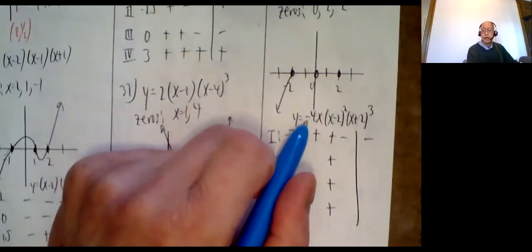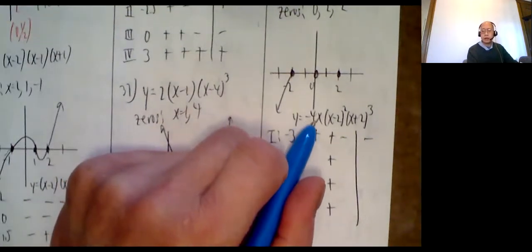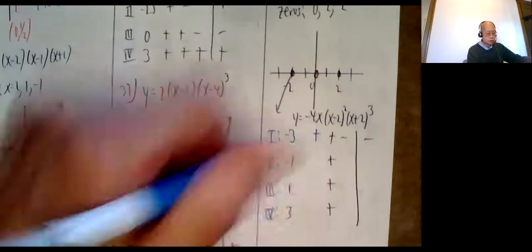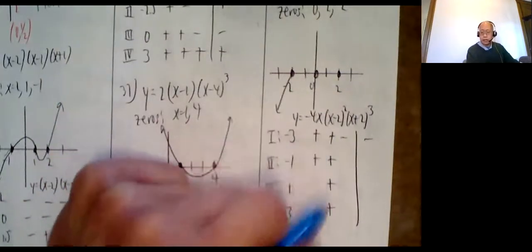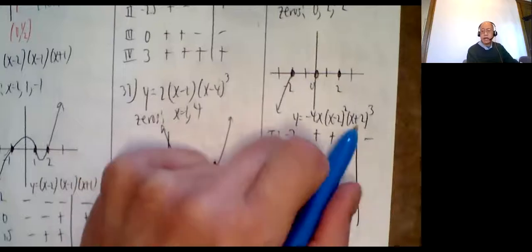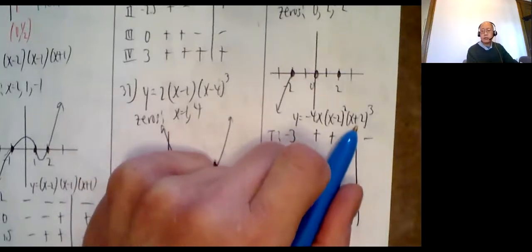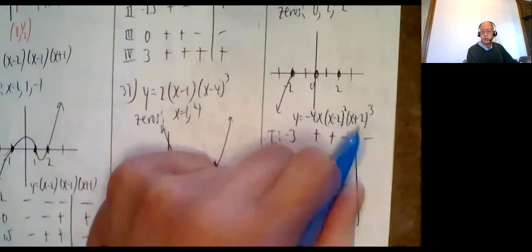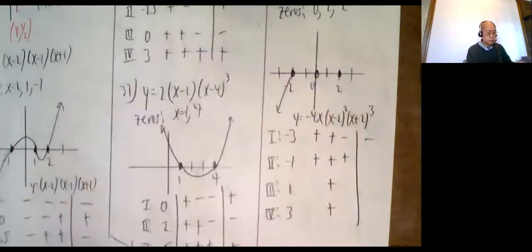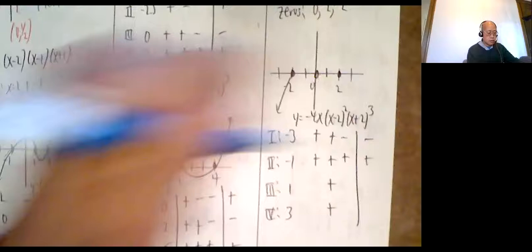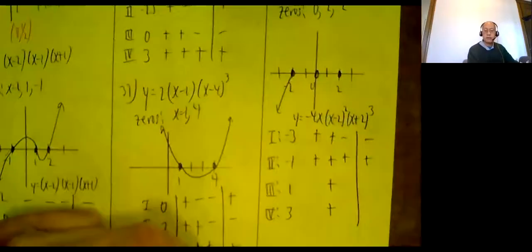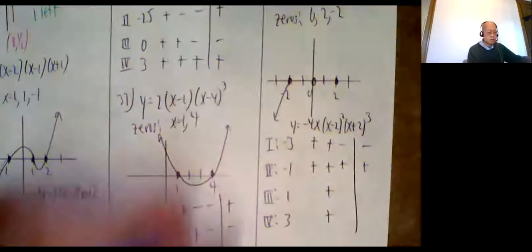-1. -4 times -1, positive. We already know that's positive, right? Because of the square. -1 plus 2, 1. Cube it, still 1. 3 positives gives me positive. That means it goes up.